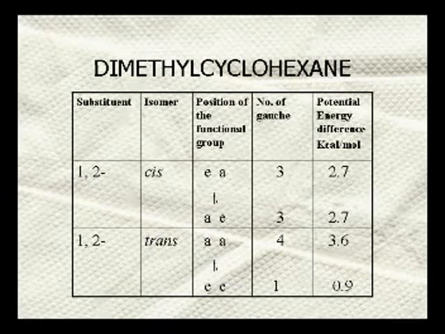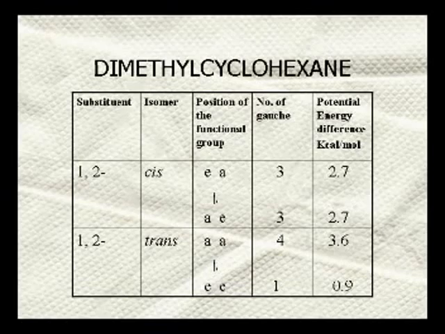But let me come to the equatorial combination for 1,2. In that case, there is only one gauche interaction because of the equatorial methyl group. There is no other van der Waals repulsion operating. Due to that, there will be a rise of only 0.9 kilocalories per mole. That's all regarding the cis-trans isomerization of 1,2 disubstituted cyclohexane. They are also shown using the Newman projection formula.